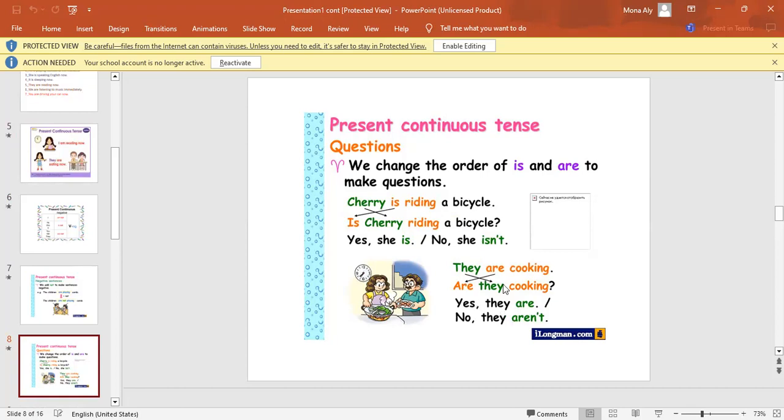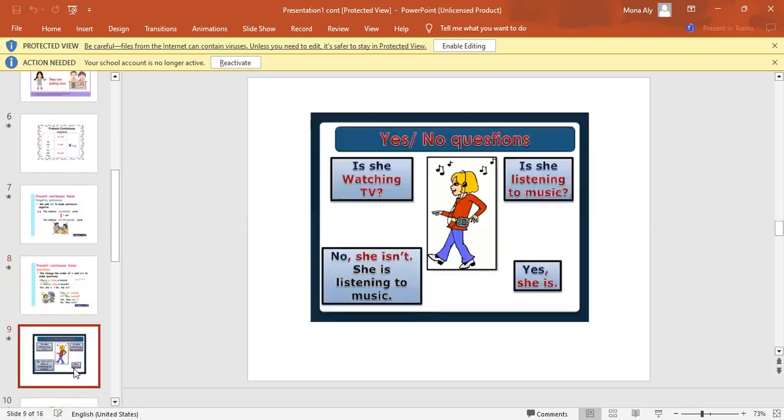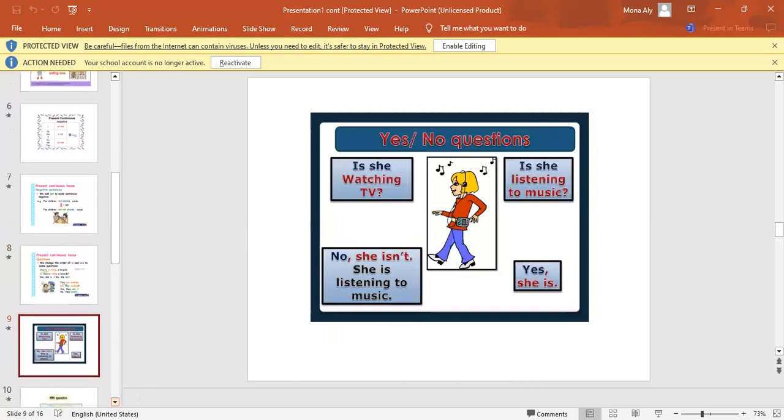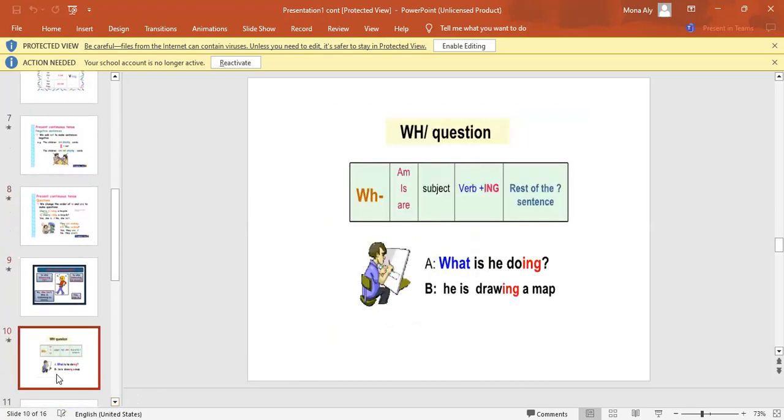طيب the other kind of questions, the WH questions. يعني مثلا أقول لك إيه؟ What is she doing or what is he doing? يبقى what plus verb to be plus subject plus verb ing. What verb to be plus subject plus verb ing. What is he doing? question word اللي هي what, where, which, when, how long, how often, the answer should be complete answer. He's drawing a map. He's playing tennis.